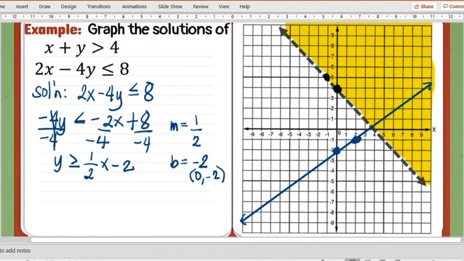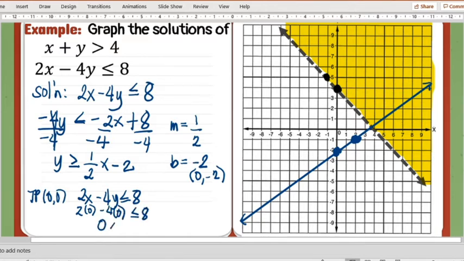Okay. Now, where do we shade? We're going to use the test point (0, 0). We take 2x minus 4y less than or equal to 8 and substitute 0 for x and y. Everything becomes 0, and this is now 0 less than or equal to 8, which is true.